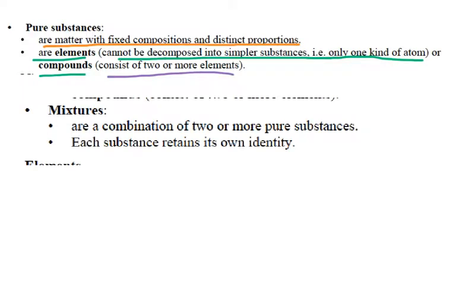And if matter is not a pure substance, with pure substance we often just say substance. Pure substance, substance, we're talking the same thing. So matter can be either a substance or a mixture. A mixture is a combination of two or more pure substances where each retains its own identity. The structure of the substances is not changed.